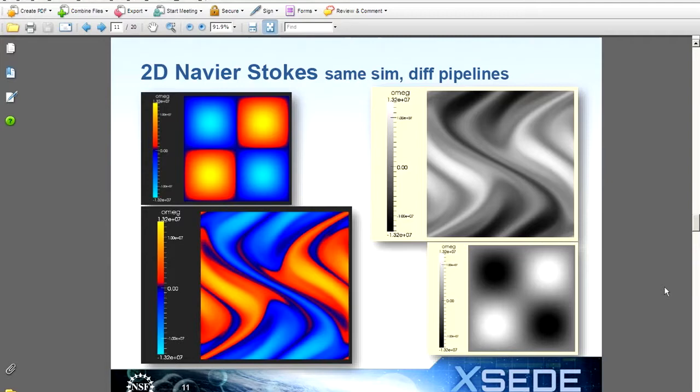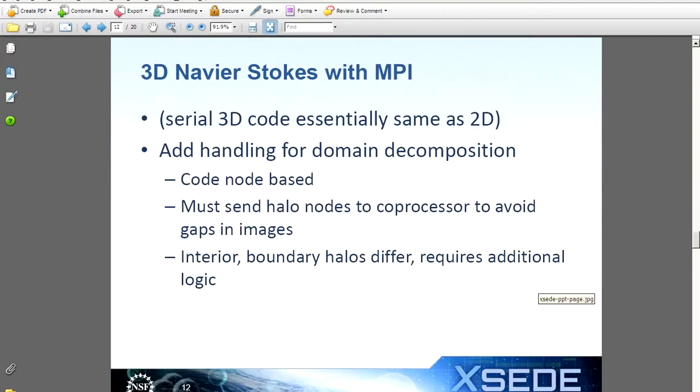So here are some examples of the output from the 2D Navier-Stokes, the initial conditions, and then later on. And changing the visuals is very easy. You just go into the ParaView client, change the color map or the background or whatever, and export that, and then you can rerun the simulation and it'll automatically create the new images based on that pipeline. So next slide, please.